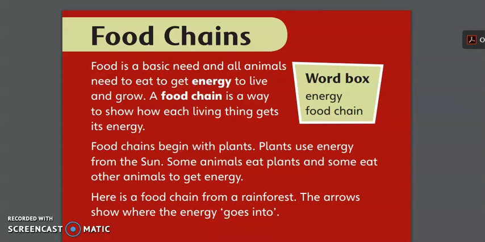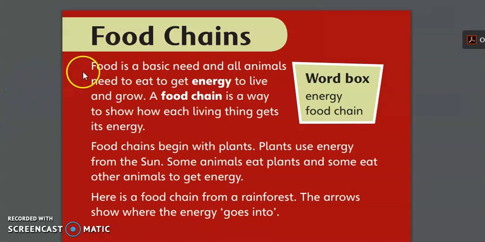Hi boys and girls, so today we are looking at food chains and our main objective is to investigate what birds eat. So before we start, I would like to ask you, what do you understand by the word food chain? Okay, so as far as you know, we have learned about food chain. So food chain is a way to show how each living thing gets its energy, okay?